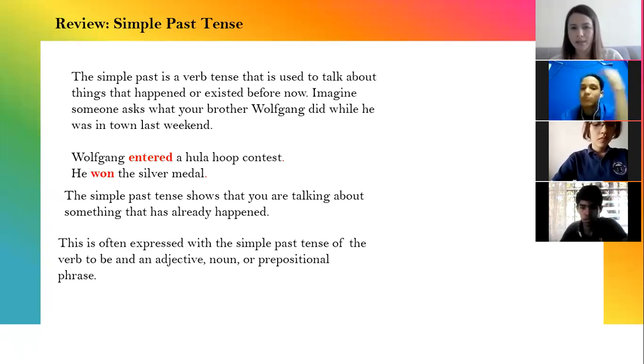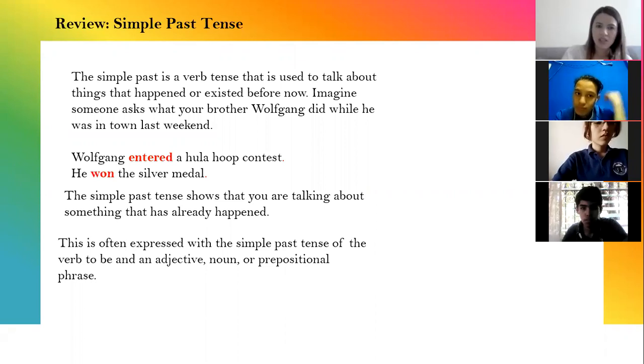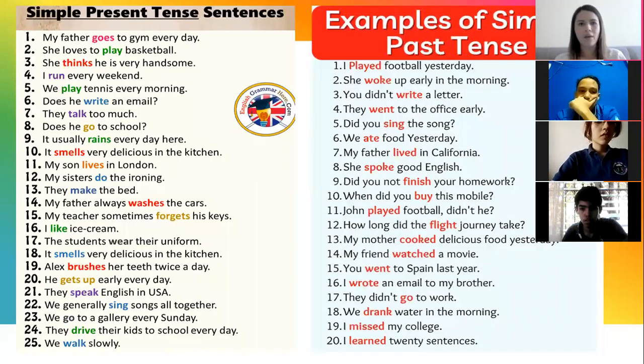This is often expressed with the simple past tense of the verb to be, an adjective, noun or a prepositional phrase. Here we have some sentences, well, not some, a lot of sentences talking in simple present tense and simple past tense. For example, the number one, Christopher, read the number one in the simple present tense. My father goes to gym every day. Every day. Entonces, my father goes to gym every day.